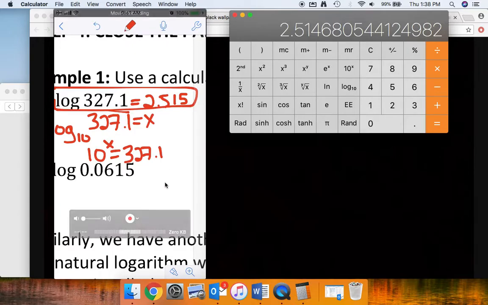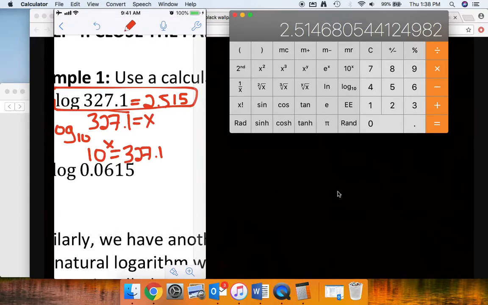And my son is not happy about my choice of rounding. Just kidding. Okay, and that's it. That's literally it, the common log.